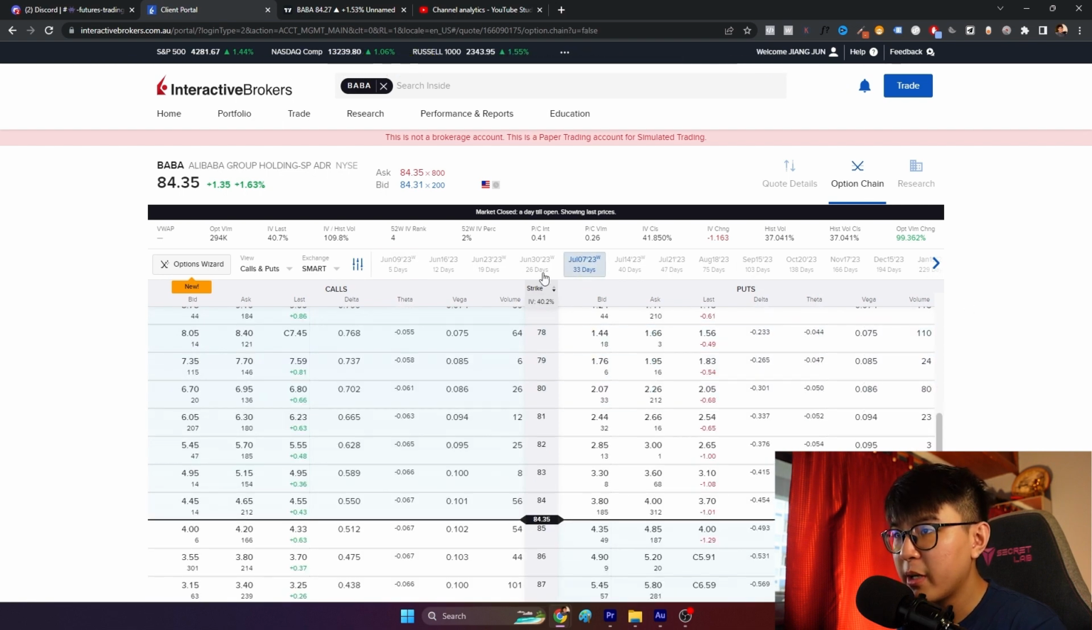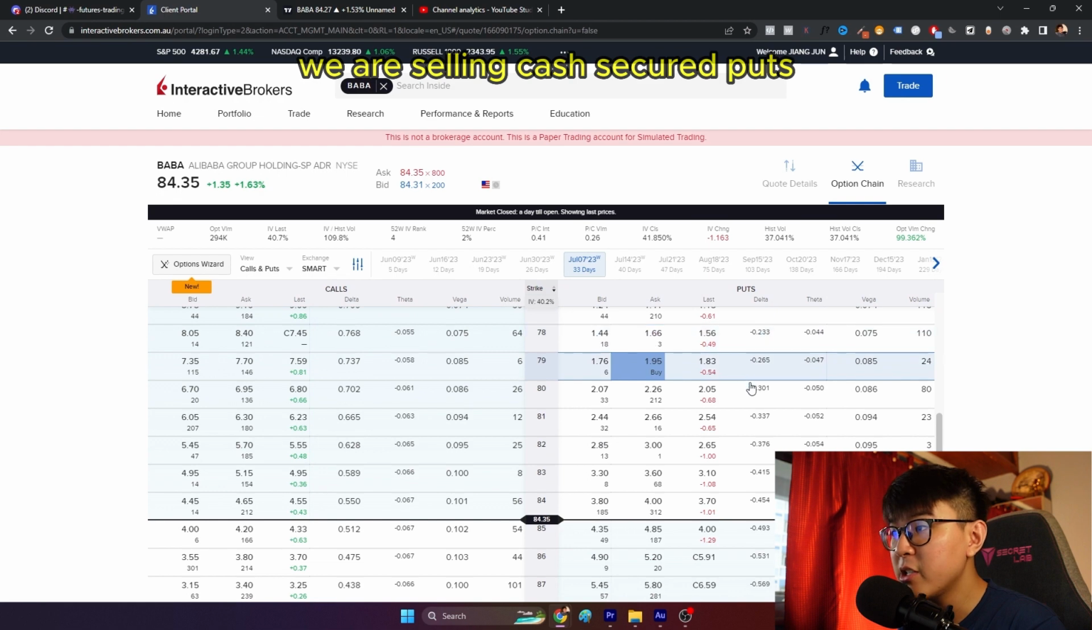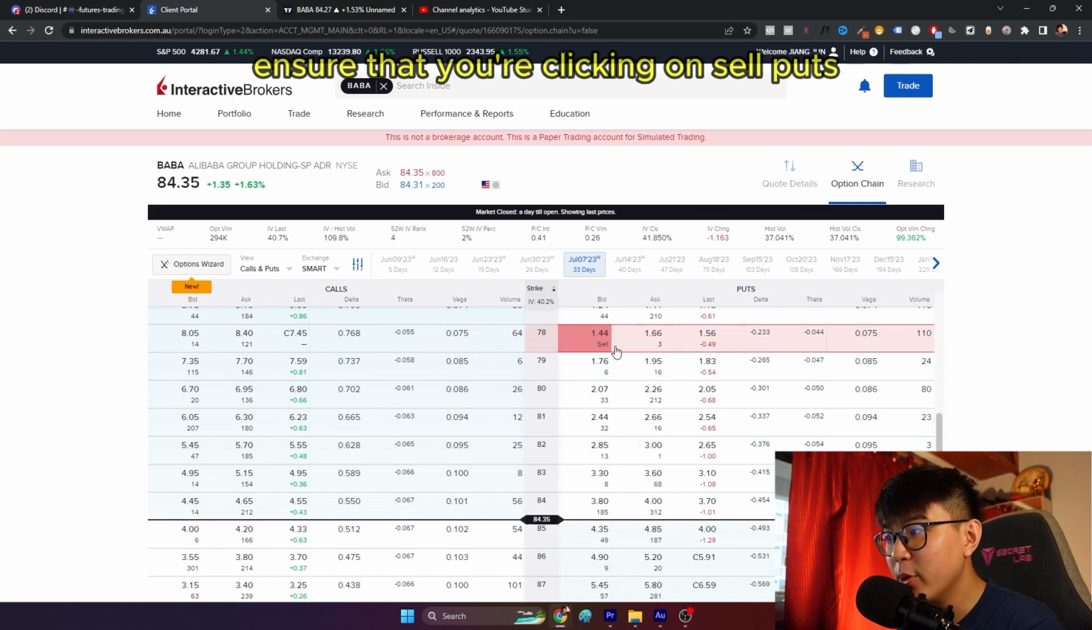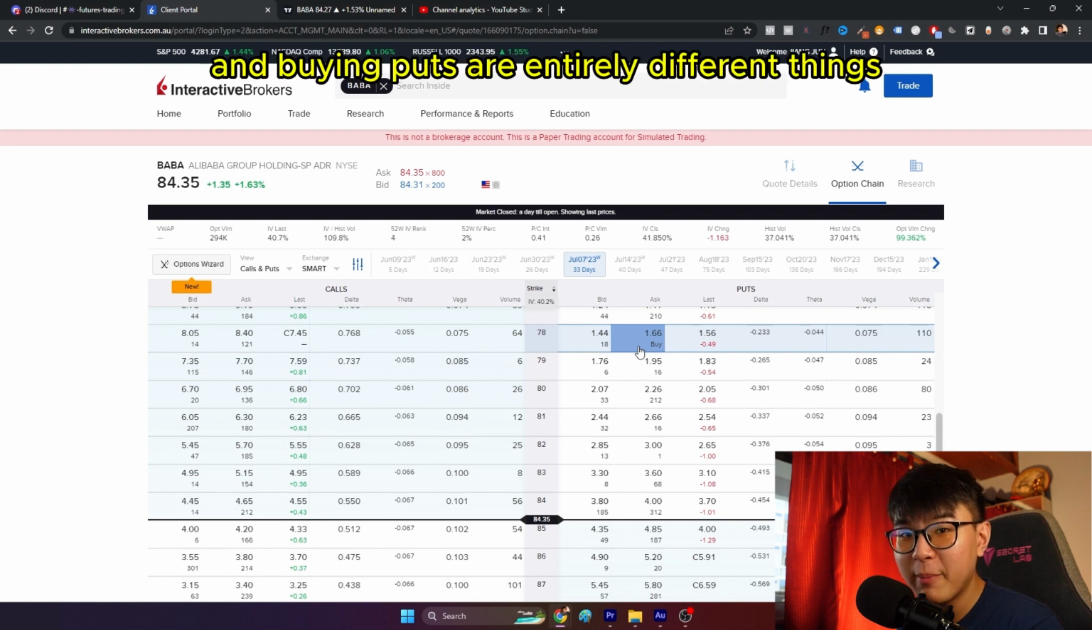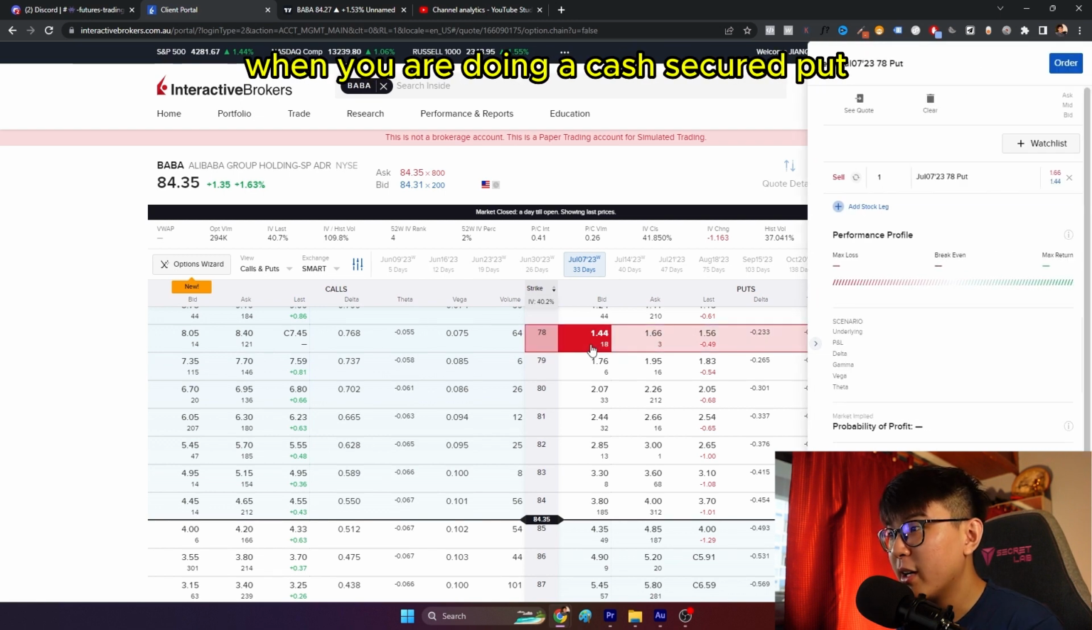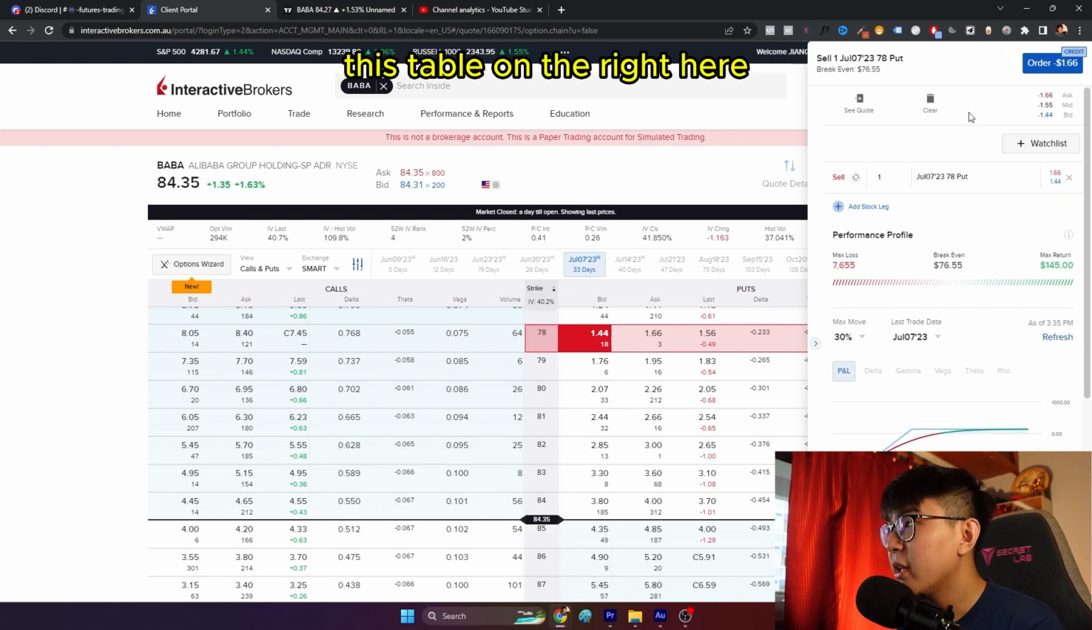In this option chain table, there are calls and puts. We are selling cash secured puts. I'll go down to $78 here. Ensure that you're clicking on sell puts instead of buying puts. Selling puts and buying puts are entirely different things. Make sure you're clicking on sell when you are doing a cash secured put. This table on the right hand here will then pop up.